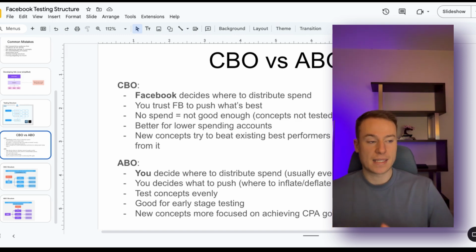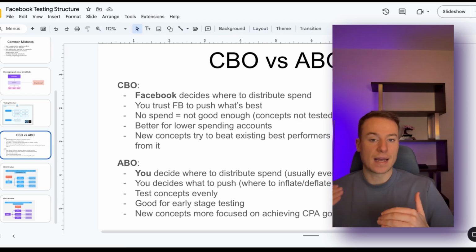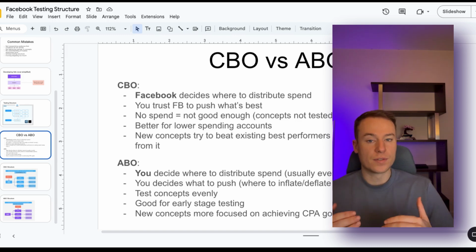Now each time you bring an ad set into your CBO, you're essentially trying to beat what's existing and winning in the ad set, essentially trying to draw more of the budget away from the winning ad set into this one. And the beauty of doing this is that you're constantly just trying to level up your ad account.